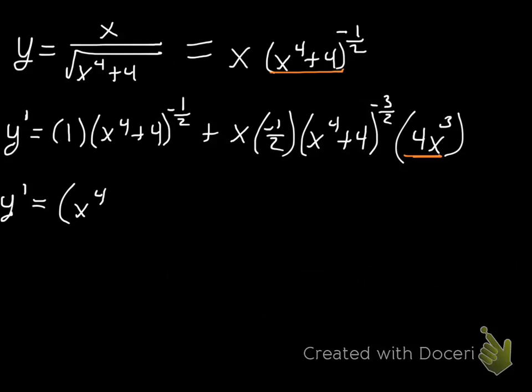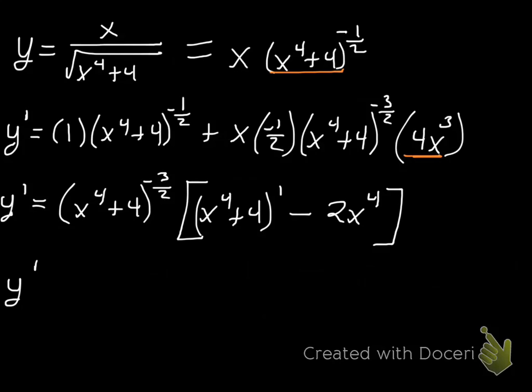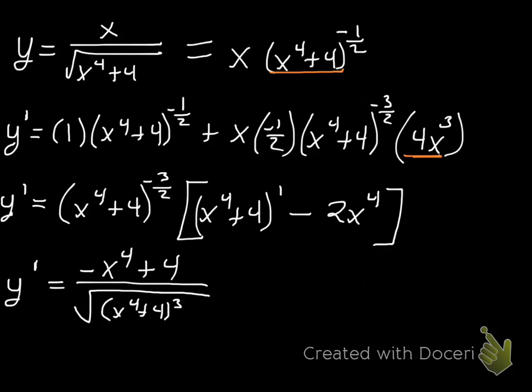The rest of this is all pre-cal or algebra stuff right here. We're going to factor out the lowest power of the x to the 4th plus 4, which is x to the 4th plus 4 to the negative 3/2. So we're going to factor that out, and we're left with x to the 4th plus 4 to the first power, and then we have negative 1/2 times 4 gives us a negative 2, and then we have an x to the 4th left over. Let's go ahead and combine like terms. So we have negative x to the 4th plus 4 divided by square root of x to the 4th plus 4, all raised to the 3rd power. So it's a combination of product and chain rules here.